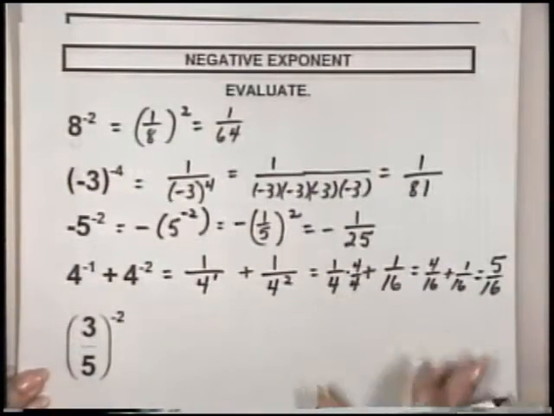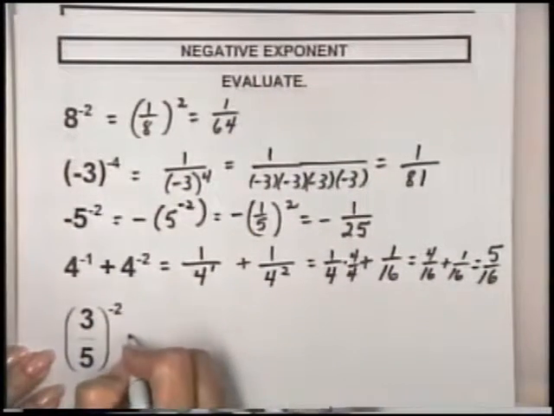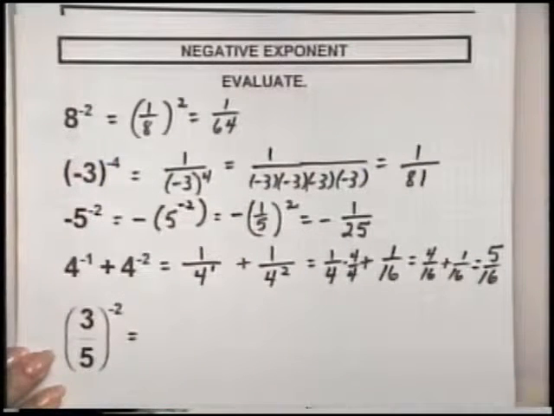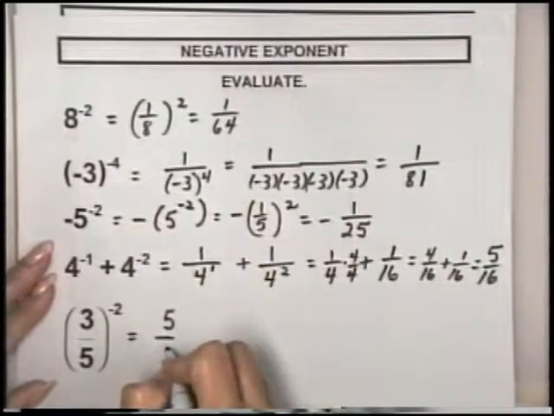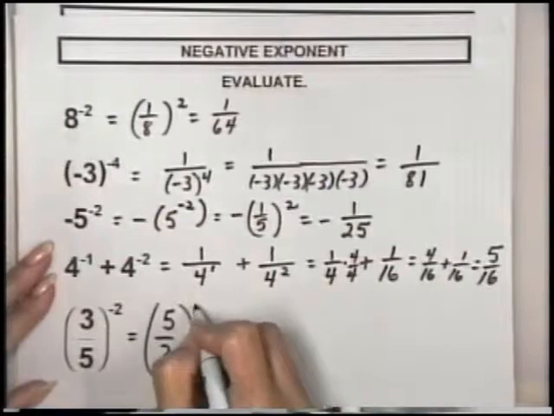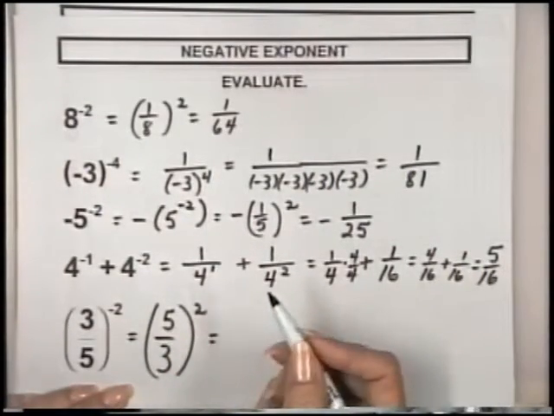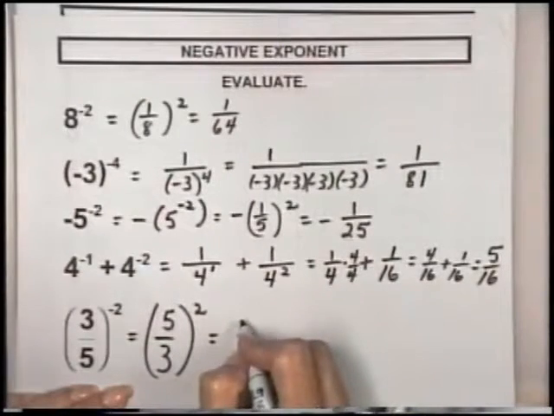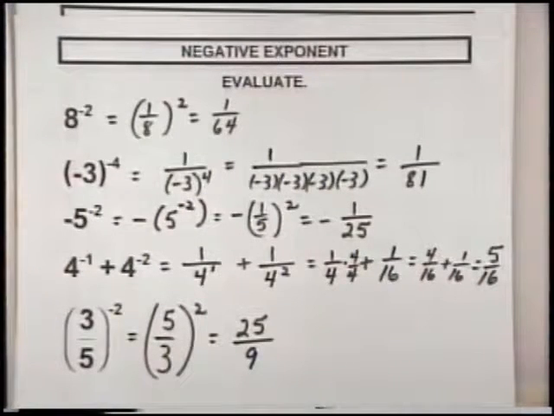Now, for this last problem, 3/5 raised to the negative second power, when I am raising a fraction to a negative power, I always use the reciprocal rule. I just think it's much quicker. So I will say that this is equal to the reciprocal of 3/5, which would be 5/3 raised to the positive 2 power. So now I need to square 5/3. When I square the 5, I get 25, and when I square the 3, I get 9. So my answer is 25/9.